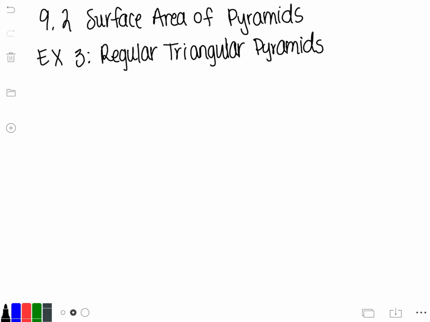This video still covers 9.2 surface area of pyramids. Now we're moving on to example 3, which is regular triangular pyramids. And so what your textbook means by regular, again, it means all the sides are the same length. So if we're talking about a triangle, this would be an equilateral triangle.